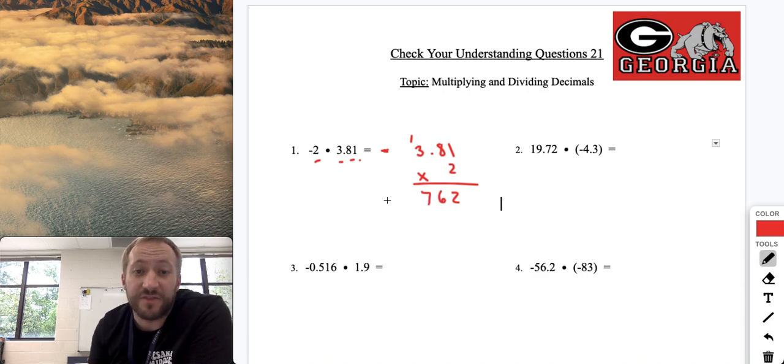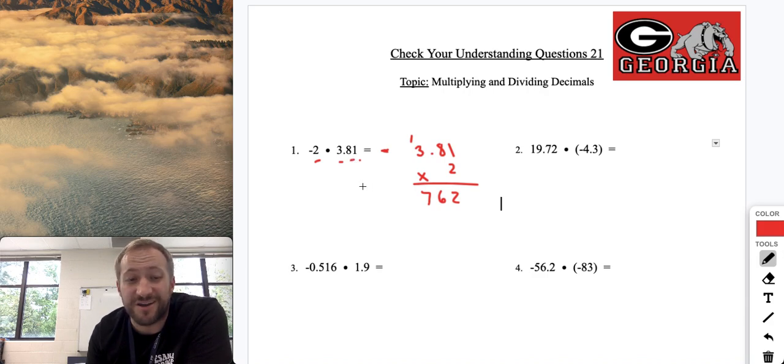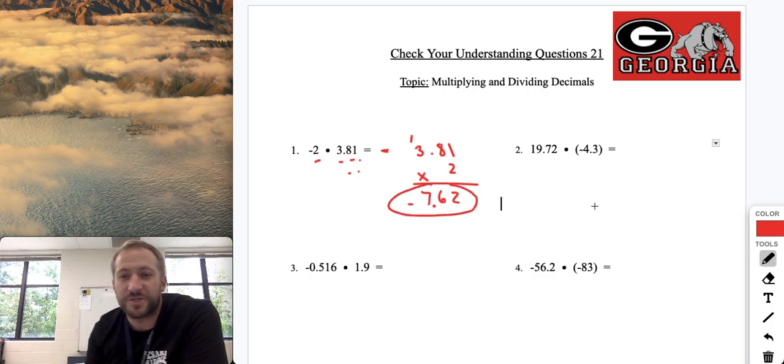Great. Now, the only step where the decimal actually comes in is the end when we're trying to put it in our answer. So the way I figure out where the decimal goes is I'm going to look through my problem. I'm going to count all the numbers behind a decimal. I got 1, 2, that 8 and that 1. That's 2 numbers total. I want 2 numbers total behind the decimal in my answer. 2 numbers behind the decimal, 2 numbers behind the decimal. That's what I'm looking for. And it's a negative. There's my answer.